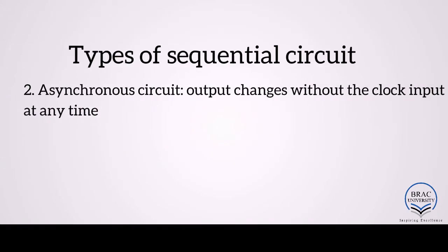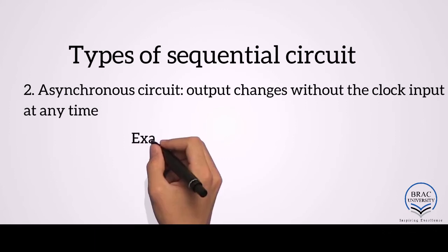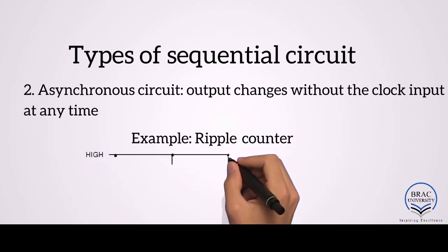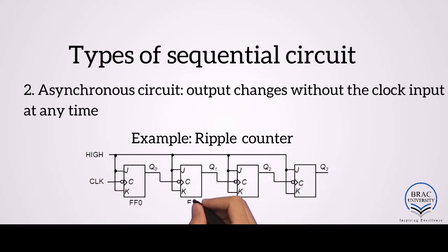Next, we have asynchronous circuit. Here, output changes without the clock input, at any time. For example, in the circuit below, only the first part of the sequential circuit is influenced by the clock. So this is an asynchronous circuit.